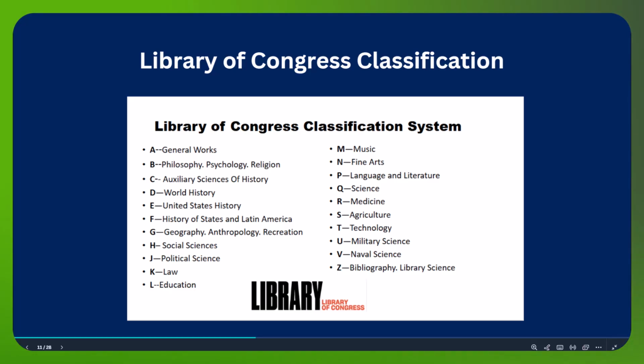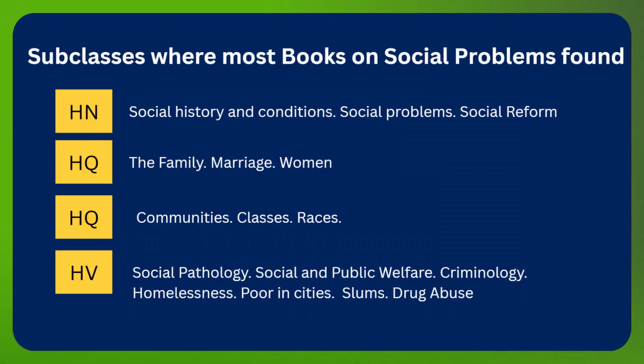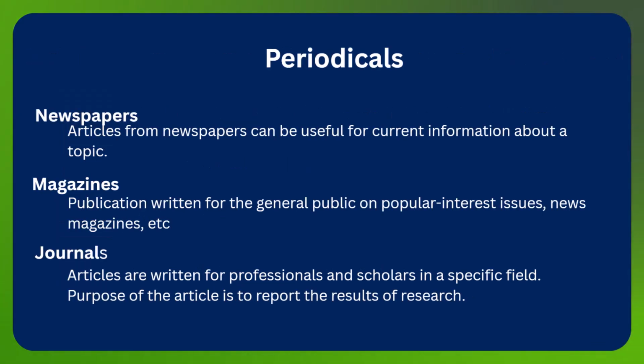Most books on social problems are found under the letter H in the Library of Congress classification system, which is the subject of social sciences. Social sciences is a broad subject. If we add a second letter to the letter H, we can find narrower subjects or subclasses where you can find some of the social problems. We now know how to find books.